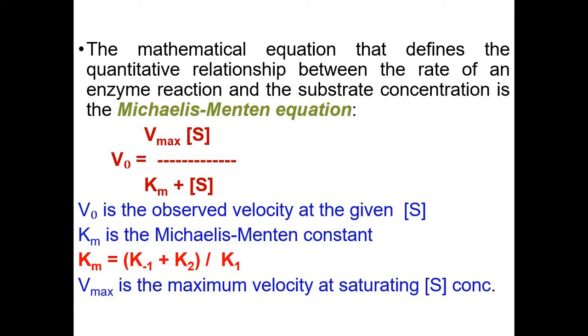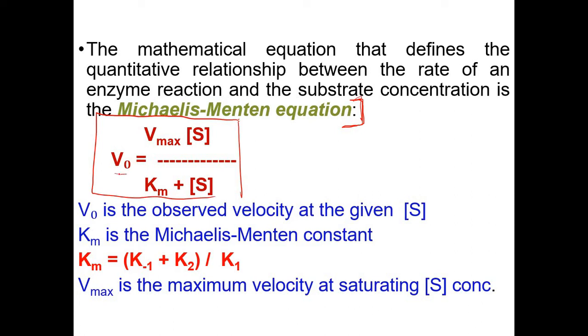Because we've said that the substrate concentration greatly affects the speed of the reaction or the velocity of the reaction, right? So this is what Michaelis-Menten is trying to explain. It's trying to explain in a quantitative manner. Okay, so Michaelis-Menten is mathematical. So this is the Michaelis-Menten equation.